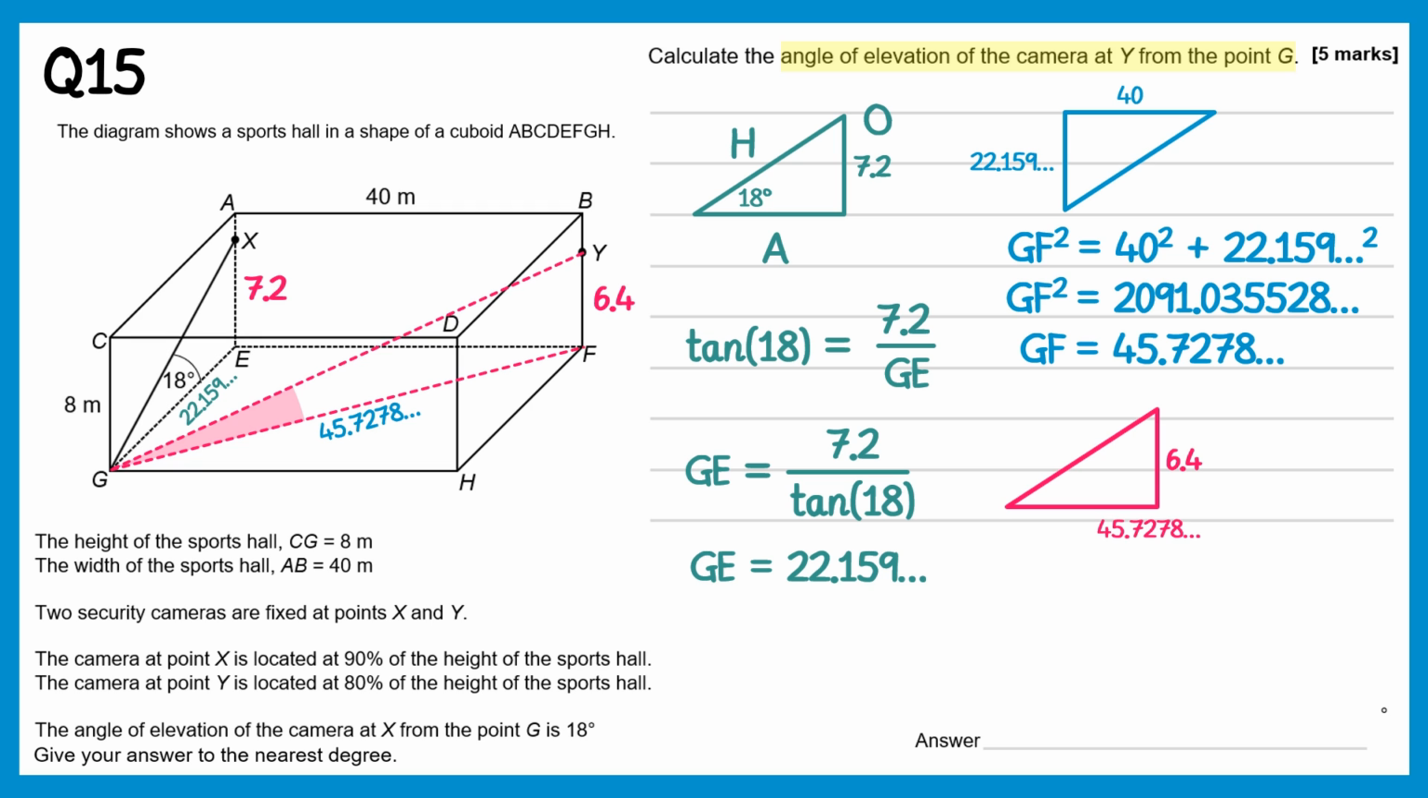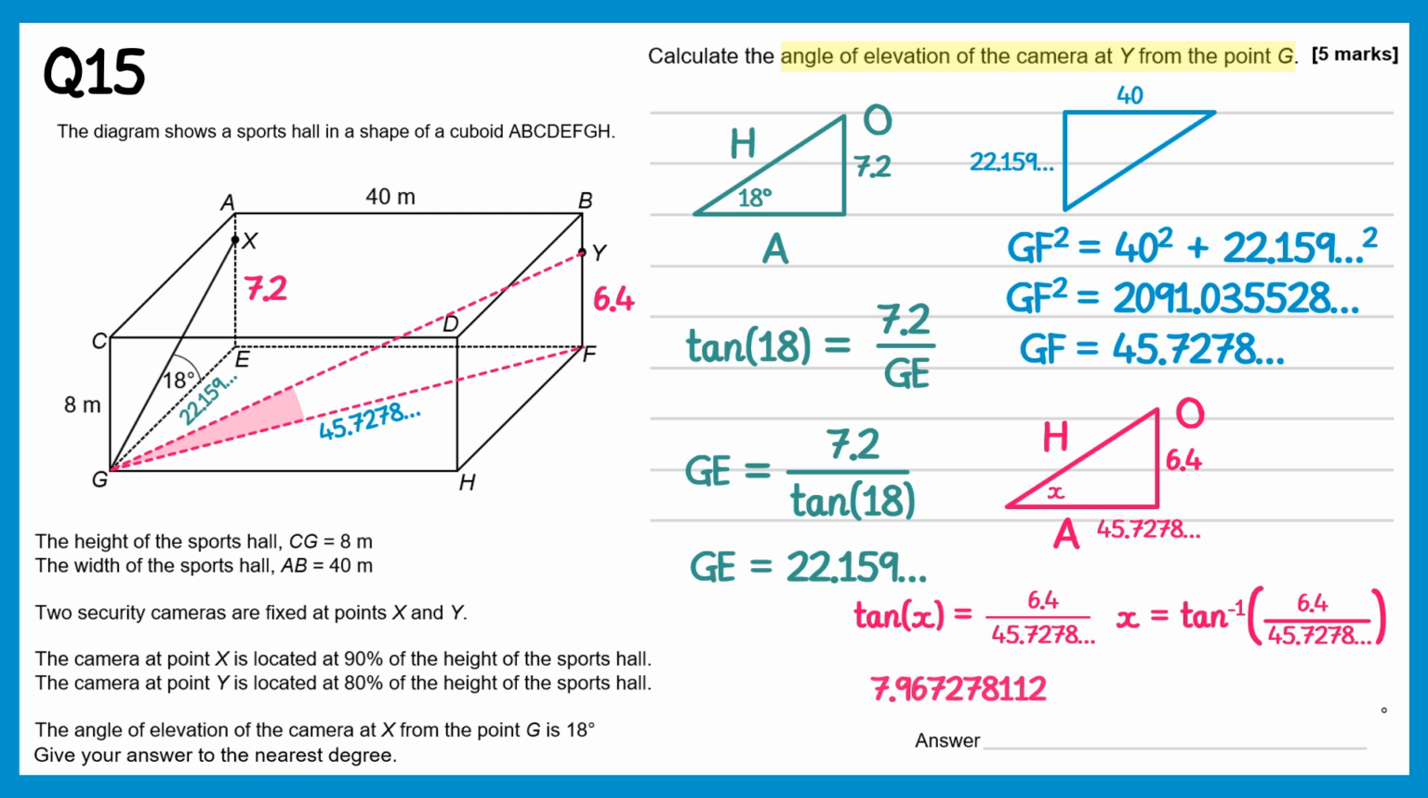Now we're trying to find the angle in this question, so that's this angle here, so we're going to call that X. Now we can just use trigonometry once more, so if we label the triangle, we've got hypotenuse, opposite, and adjacent. To find X here, we're going to need to use O and A, so that's tan. So tan of X will equal 6.4 over 45.7278 and so on. And then to find X, we're going to use inverse tan, so if we do inverse tan of this number, again taking care to use the non-rounded version in your calculator, you'll get this number here. Now the question says to give your answer to the nearest degree, so we're going to round that to the nearest degree, which will just be 8 degrees, and that's the answer to the question.